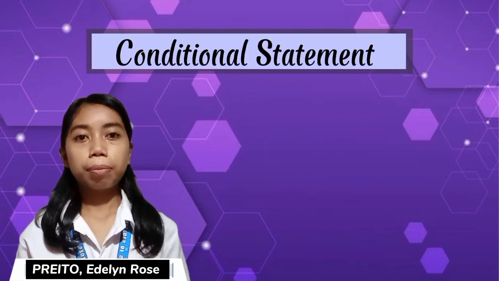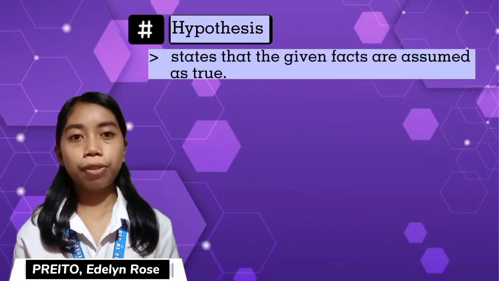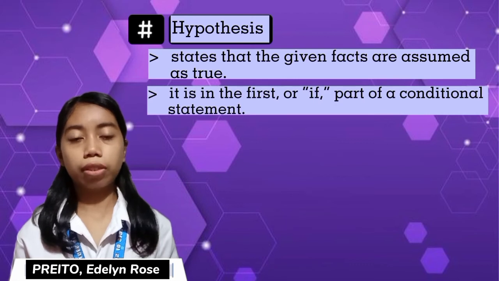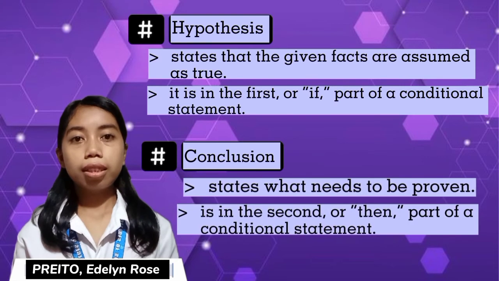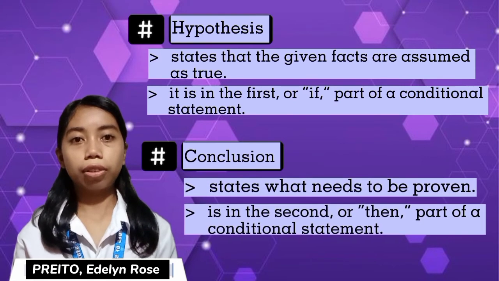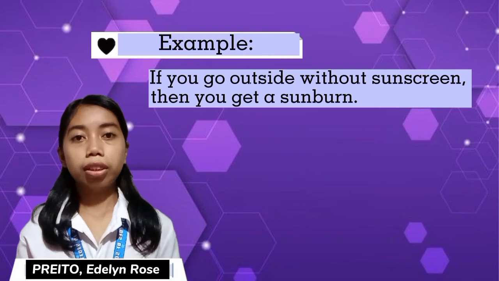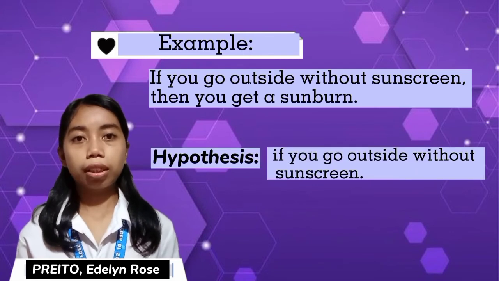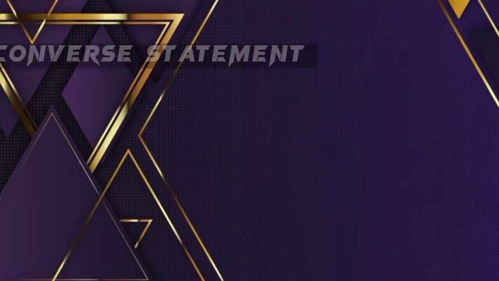A conditional statement is a statement with a hypothesis followed by a conclusion. The hypothesis states that the given facts are assumed as true, and it is in the first or if part of a conditional statement. The conclusion states what needs to be proven, and it is in the second or then part of a conditional statement. The conclusion is the result of a hypothesis. Based on the example given earlier, if you go outside without sunscreen is the hypothesis, then you get sunburn is the conclusion.